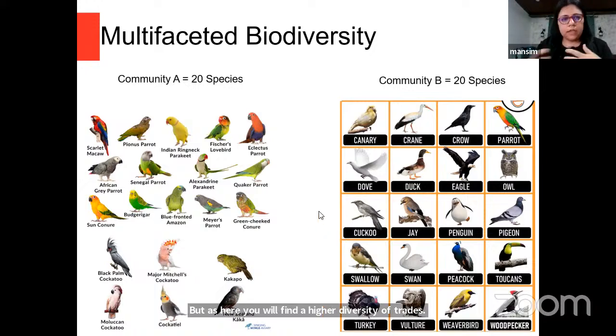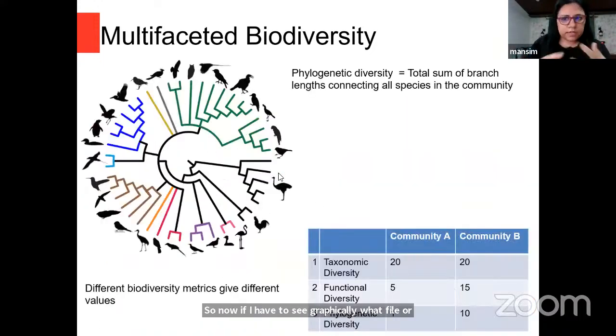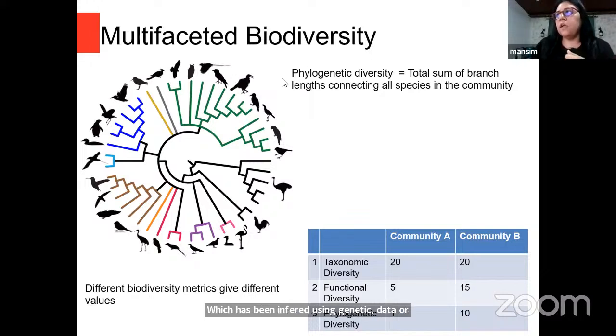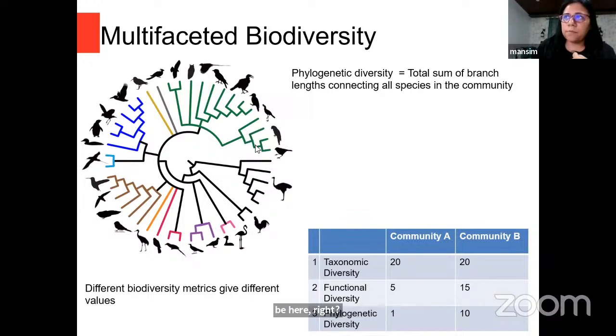So now, if I have to see graphically what phylogenetic diversity looks like, this is a phylogenetic tree of birds. A phylogenetic tree is basically just the relationship between different species, which has been inferred using genetic data or DNA sequences. Here, phylogenetic diversity is quantified as the sum of branch lengths connecting the species. So if I'm looking at just parrots, which will be somewhere here, right? If I'm looking at just different kinds of parrots, they will have a very small branch length. Let's assume there are three parrots here. So the sum of branch lengths will be very small.